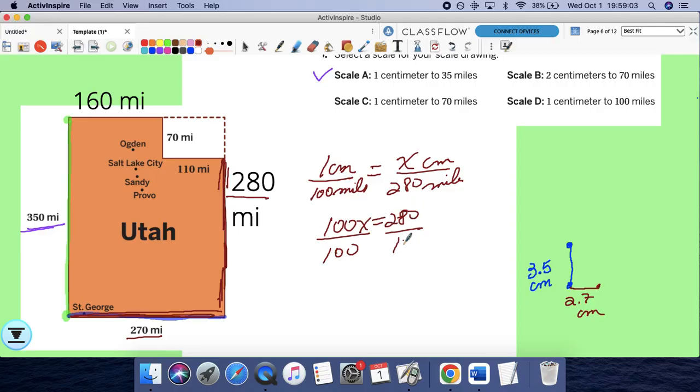like I said, notice that we're dividing the miles by 100 to get the corresponding size in centimeters, which in this case is 2.8. So going up here, this section here, right, is going to be, let me change colors. So we're going to go up, and that's 2.8 centimeters.